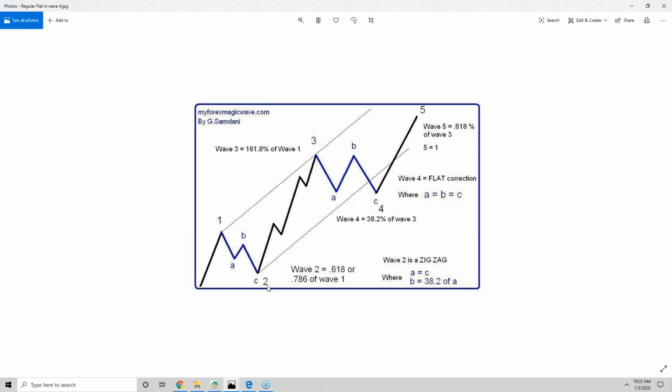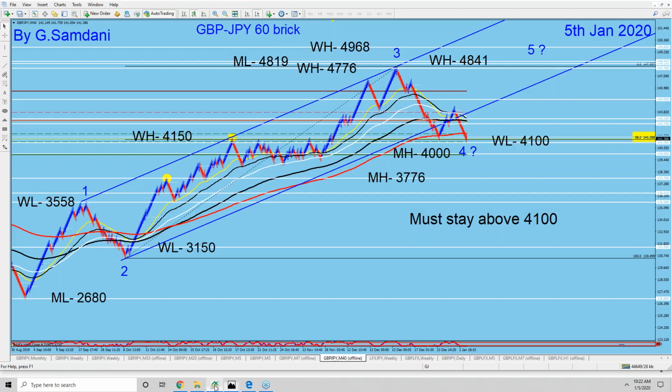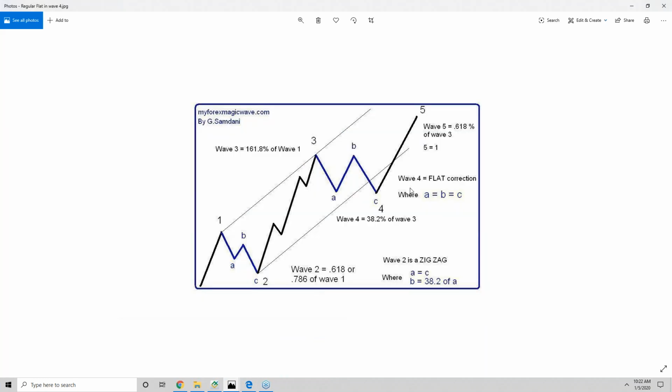But regardless, this is wave 1, 2, 3, 4, 5. So look what's happening here. This is wave 1, this is wave 2, and then we have wave 3 around 1.618%, more than that. So if the pressure is too much, then that's an extended wave 3. It happens all the time. And then wave 4 usually is around 38%, as you can see in this chart that I just showed you. See wave 4, a flat correction, and usually wave 4 is 38% of wave 3.